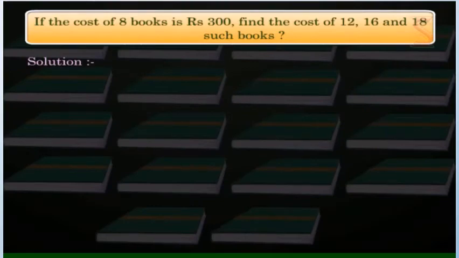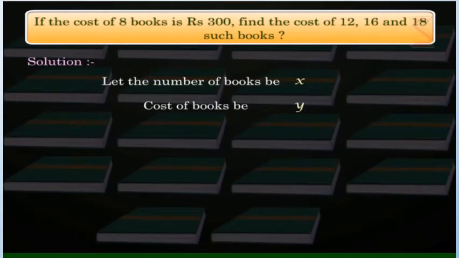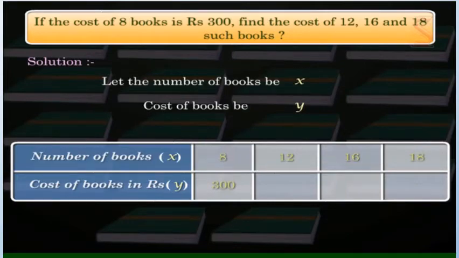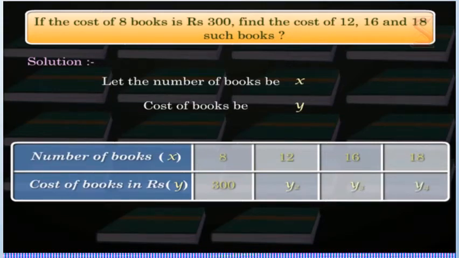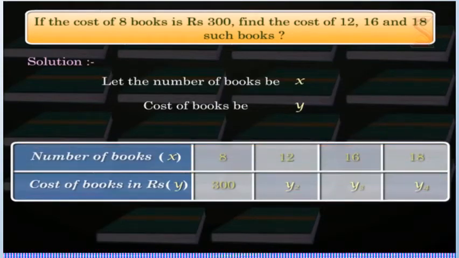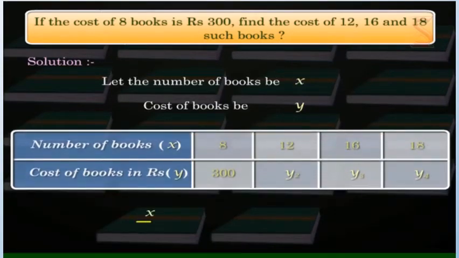Solution. Let the number of books be x and cost of books be y. Let us frame the table for the given data. Look at the table. Let us assume the unknown quantities as y2, y3 and y4. As the number of books and cost of books are in direct proportion, we use the relation x by y equal to x1 by y1 equal to x2 by y2.